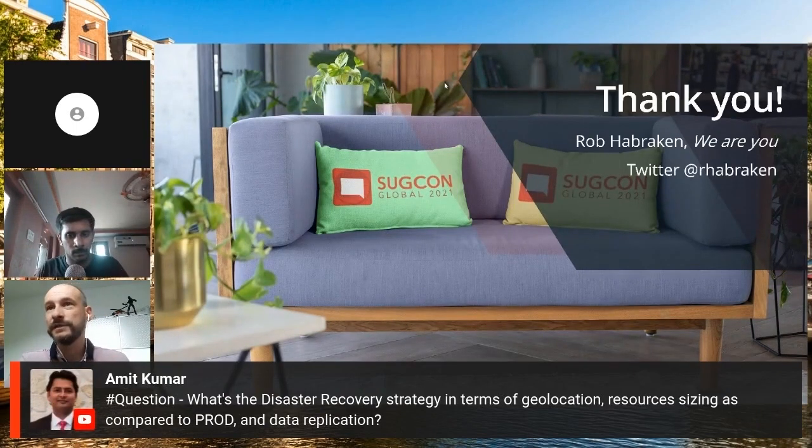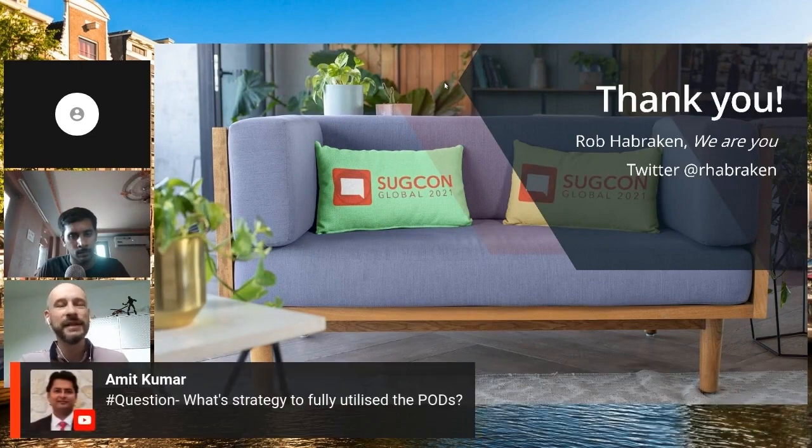What's the disaster recovery strategy in terms of geolocation, resource sizing, and compared to prod and data replication? That's kind of a lot of questions in one. And I think this also mostly concerns scaling. And for time purposes, I would say that I get to those next time. And it's also more of a general Kubernetes question, I think. Yeah, Kubernetes is self-healing, and in terms of disaster recovery, if you just roll back, or if some containers get corrupt, they will be renewed automatically. And in terms of scaling, I'll get to that. What strategy to fully utilize the pods? I really don't get the question. Sorry, that's maybe me, but. No, sorry, I'll answer it.